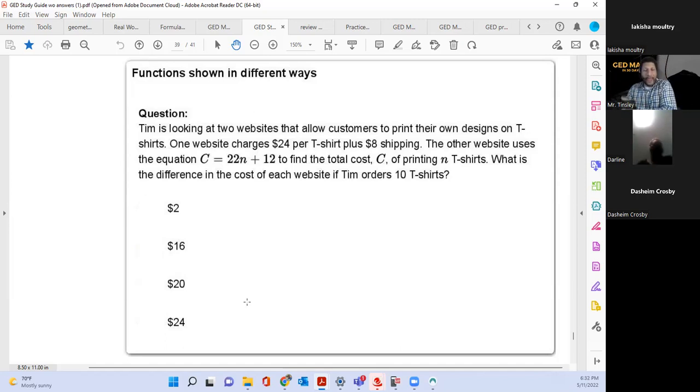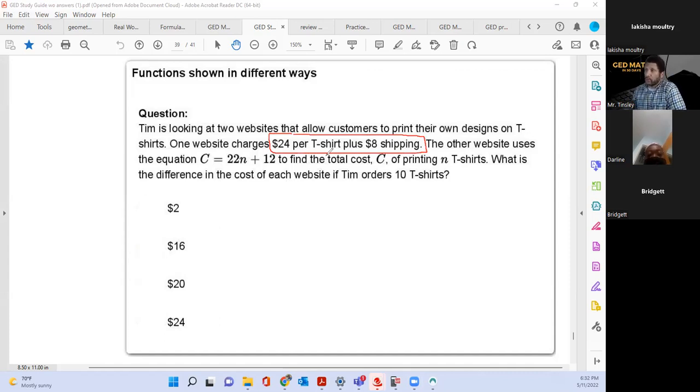This is what's going to happen on your exam. You're going to see a problem like this, and doubt, fear, anxiety are going to enter your mind. Take 5 deep breaths, and you say, what do I know? What is given? What did they give me? I know that 24. A t-shirt is $24 each plus $8. So I know that's going to be $32 for one shirt.